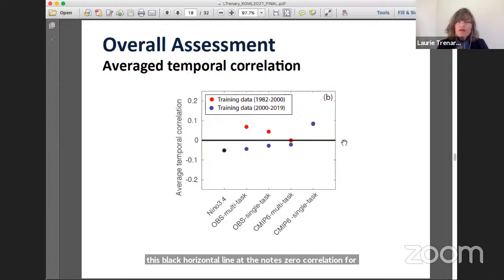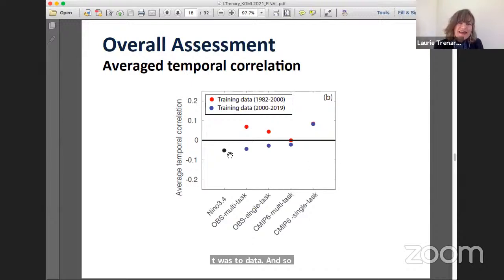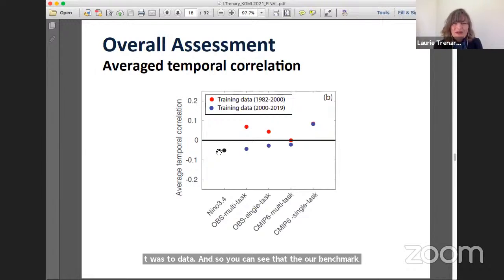For the lasso models, I did a sensitivity evaluation to see how the performance of the model changed if I swapped the roles of the training and evaluation data. So there are red and blue indicating that different data were used to train the lasso models, and this was to see how robust the fit was and how sensitive it was to data. And so you can see that our benchmark forecast, in an average sense, the correlation is negative. It's not doing particularly well.